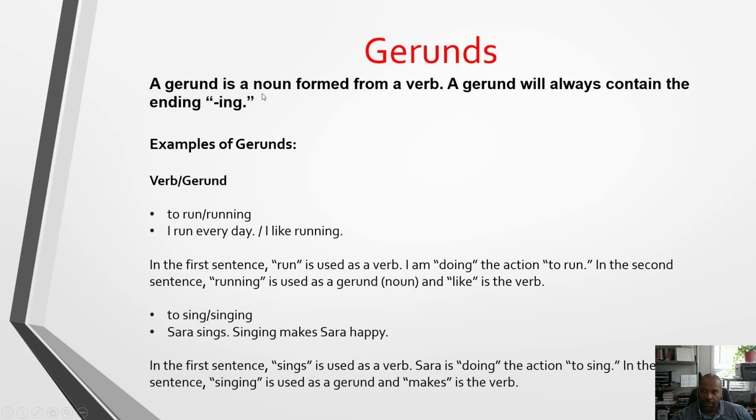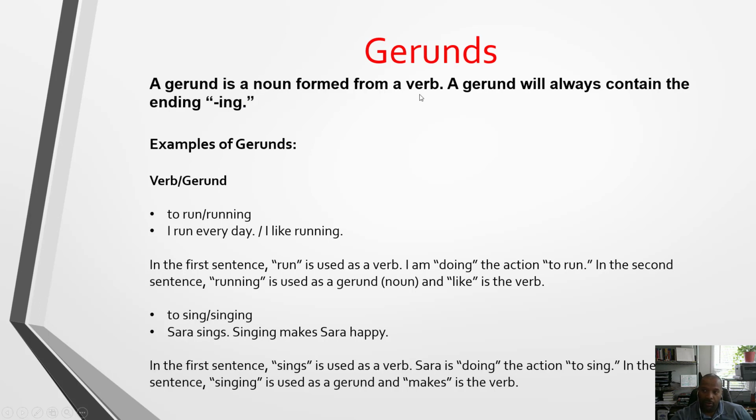All right? So let's remind ourselves what a gerund is. A gerund is a noun formed by a verb. That sentence can be a little confusing if we didn't already know what gerunds were. All right? So basically, a gerund will always contain the ending ing. It's a verb ending with ing that is now a noun. We use it as a noun.